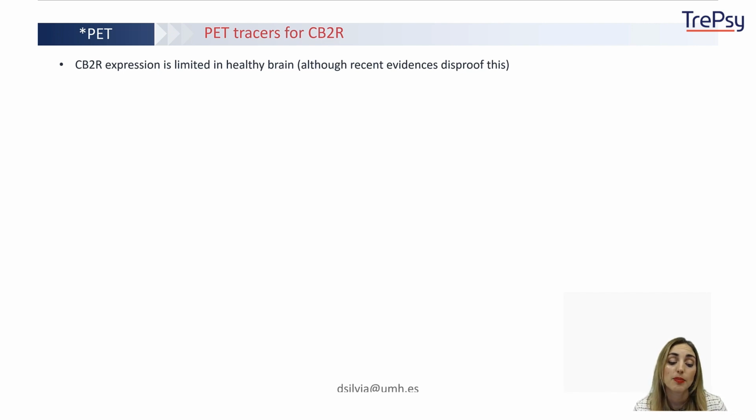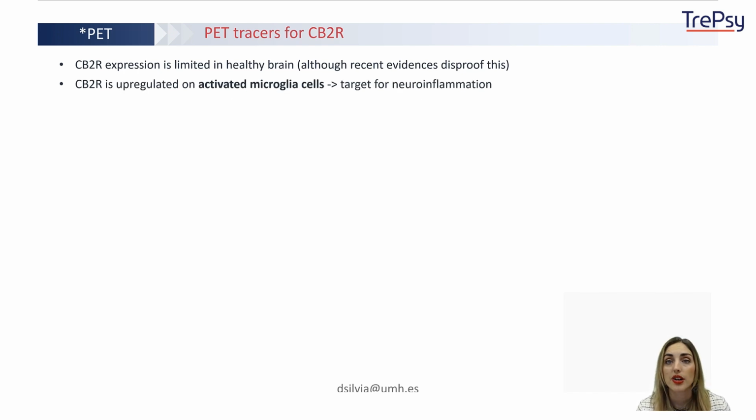review. While PET tracers for the CB1 receptor are relatively easy to formulate, it's a bit more complicated for CB2 receptors. Actually, CB2 receptor expression was believed to be limited in healthy brain, although recent evidence kind of disproved this. However, what is interesting about CB2R is that they are upregulated on activated microglia cells, which makes PET imaging of the CB2 receptor an ideal target for imaging inflammation.